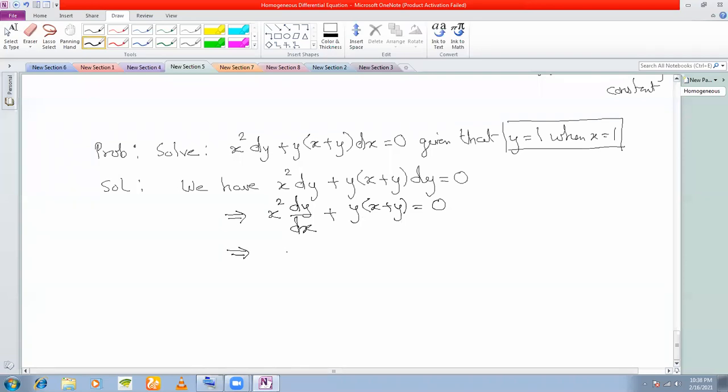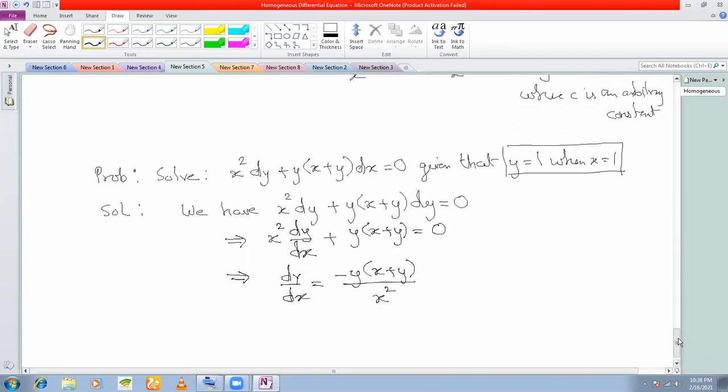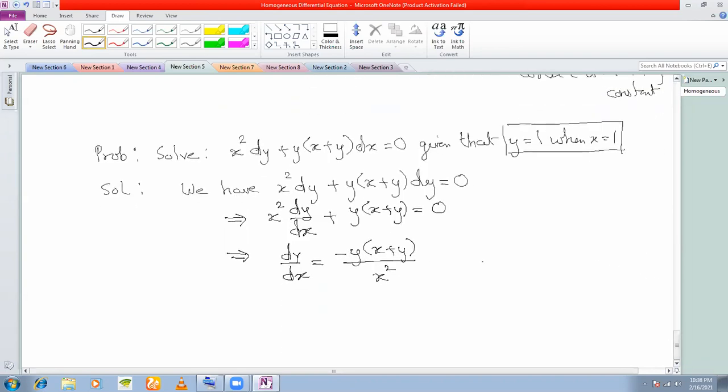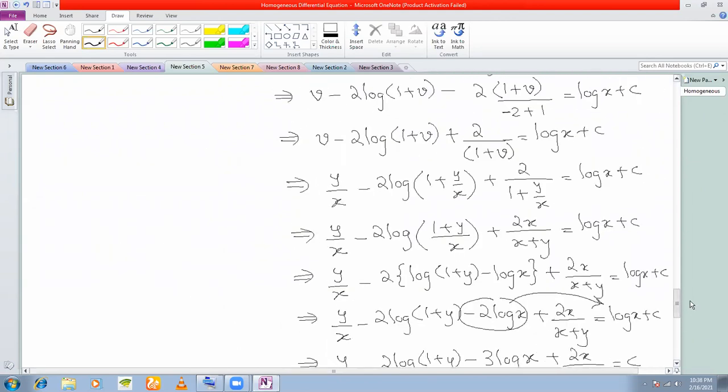Now we shall find out dy/dx. Therefore, dy/dx must be equal to minus y into (x plus y) divided by x square. Fine. Now see, I'll give you a shortcut here. In the last problem, what did we do?